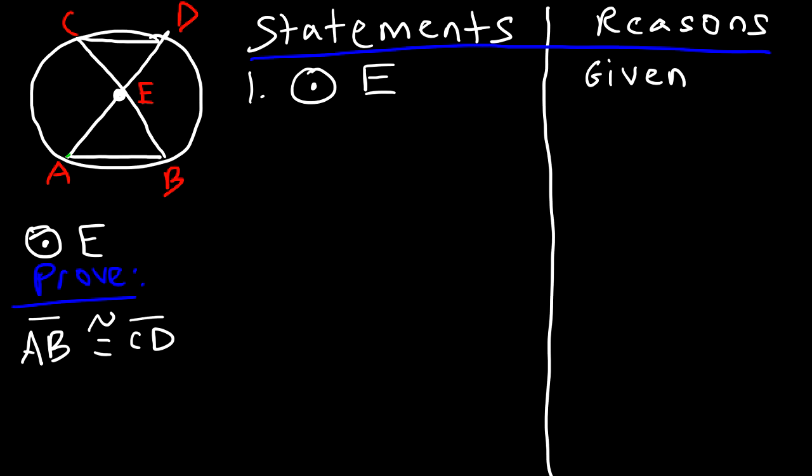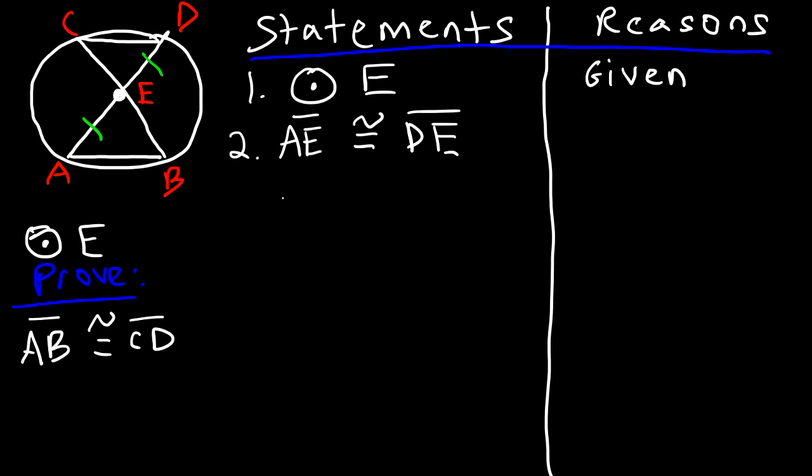So that means that AE is the radius of the circle, EB is the radius as well, ED and CE are all radii of the circle, which means they're all congruent to each other. But because we want to prove that the two triangles are congruent, let's take this one step at a time. So for statement 2, we're going to say that AE is congruent to DE. So here's AE that's congruent to DE.